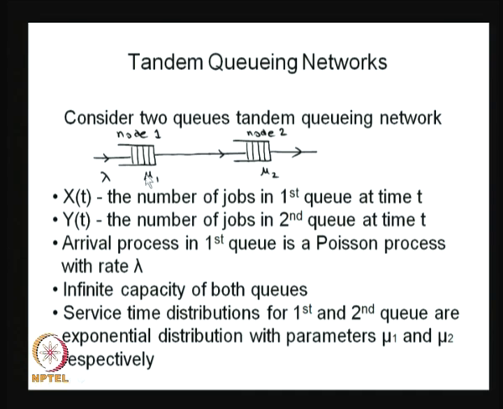Using Burke's theorem, you can conclude the departure process is also a Poisson process with the same parameter as the arrival process. Therefore, the arrival process for node 2 is also a Poisson process with the same parameter lambda. It is independent of the service. Not only that, the departure process is independent of the number of customers in the system and so on. Therefore, you will have two independent M/M/1 queues using Burke's theorem.